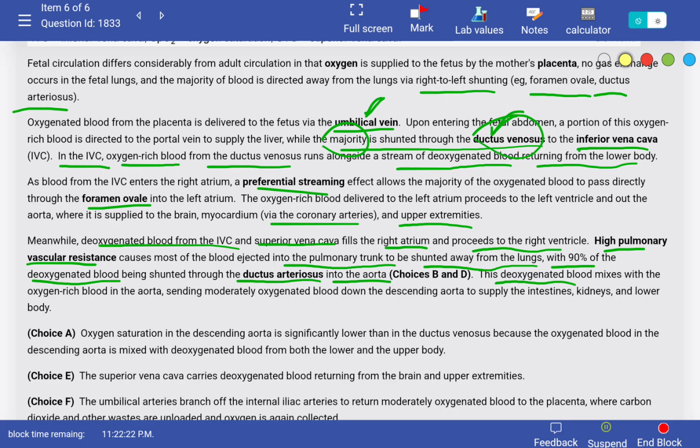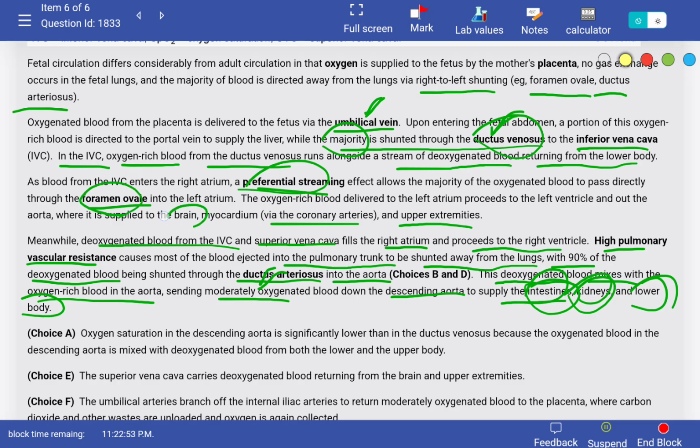This deoxygenated blood mixes with the oxygen-rich blood in the aorta, sending moderately oxygenated blood down the descending aorta, which supplies the intestines, kidneys, and the lower body. This is important. This is moderately oxygenated blood, which will be going to the intestines, kidneys, and lower body. While the highly oxygen-concentrated blood was shunted through the foramen ovale and reached the brain, myocardium, and upper extremities, right?